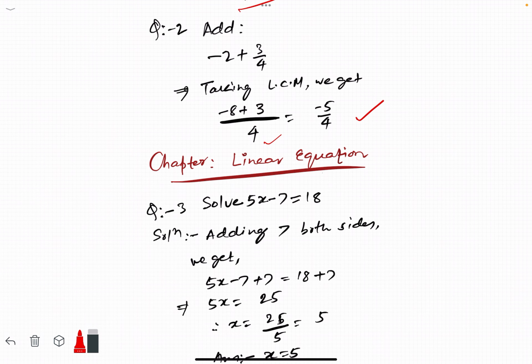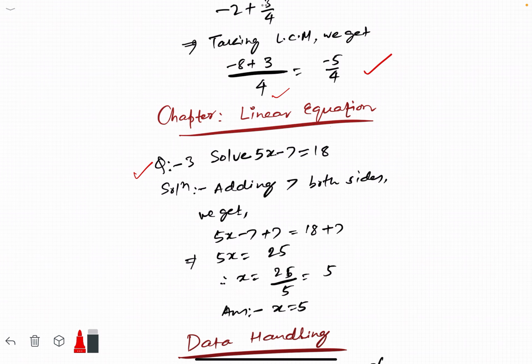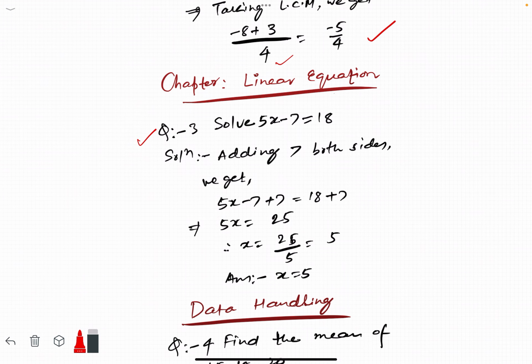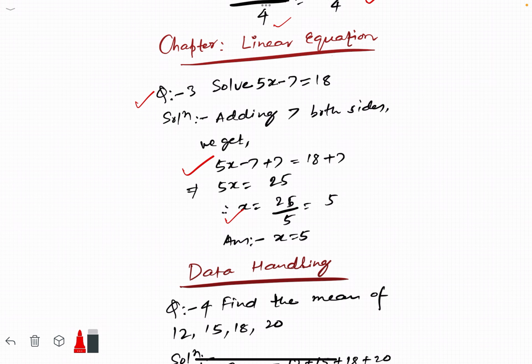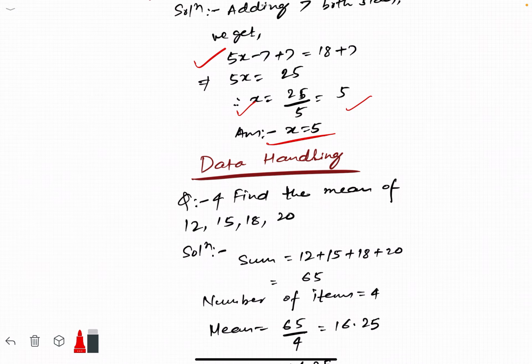Now this is the question number 3 from chapter linear equation. Solve 5x minus 7 is equal to 18. On adding 7 both sides, we get this equation. The equation becomes 5x is equal to 25, and we solve for x is equal to 5. So x is equal to 5.